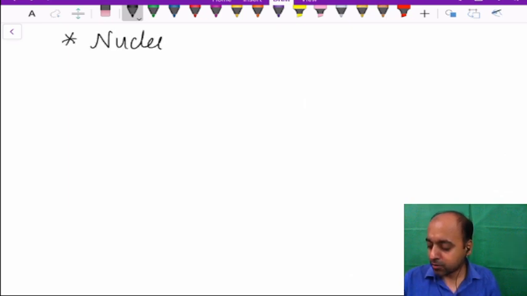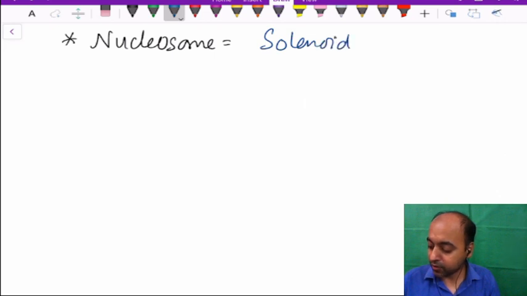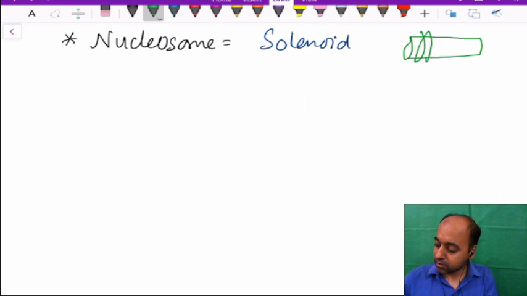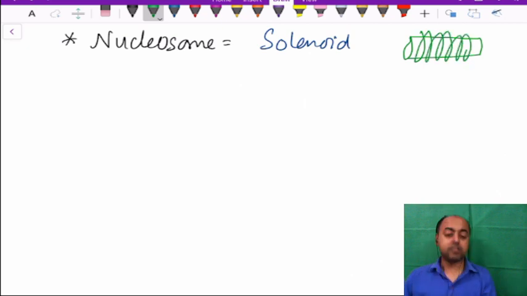So we are talking about the nucleosome, and as mentioned, the nucleosome is going to have the solenoidal arrangement. What is a solenoid? Does anyone have an idea? Basically, a cylinder around which the wire is wrapped. We had seen this in physics, in electricity, when we were in 11th and 12th. A solenoid is a cylinder around which the wire is wrapped.